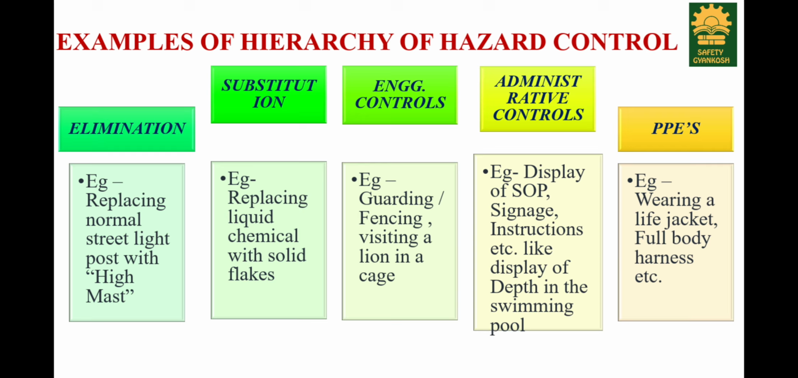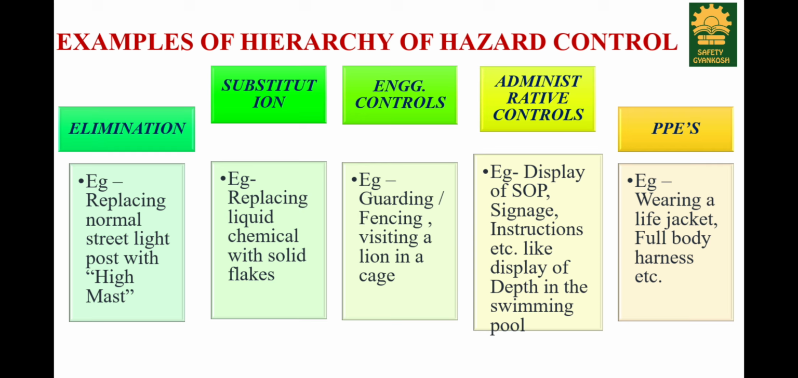Engineering controls means guarding, fencing. You provide some guards so that the people can be isolated from that hazard. For example, visiting a lion in a cage. You are visiting a zoo or a place, a lion is kept in a cage, so a cage is isolating the person, and then it is not going to come in contact with the common person, so you have isolated the hazard.